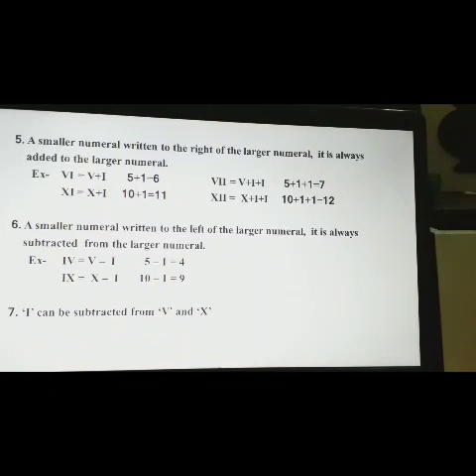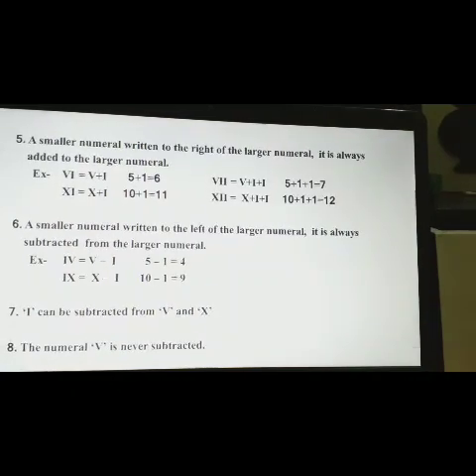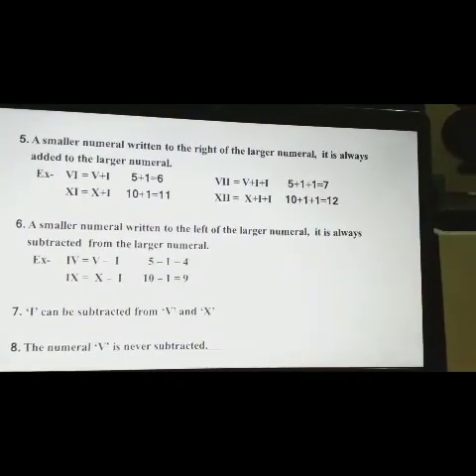Now, rule number 7: I can be subtracted from V and X, as shown in the above example. Now, rule number 8: the numeral V is never subtracted. That means you can't subtract V from any numeral to make any Roman numeral.